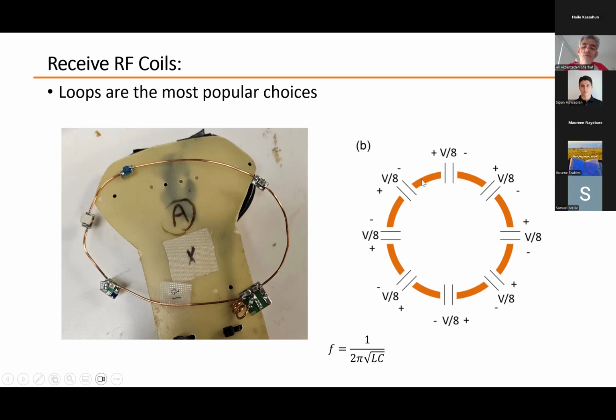The coil is made of a copper wire in which several capacitors are inserted in between. The capacitors and the inductance of the loop create an LC circuit, or LC resonator, and the resonance frequency of that LC resonator has to be equal to the frequency of the coil. We have to make it equal to the Larmor frequency of the scanner. For example, for 7T it is 297.2 megahertz.